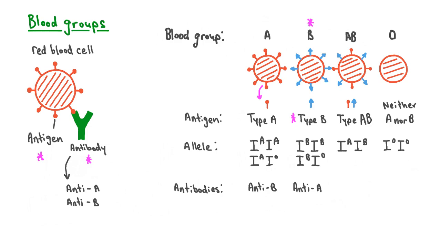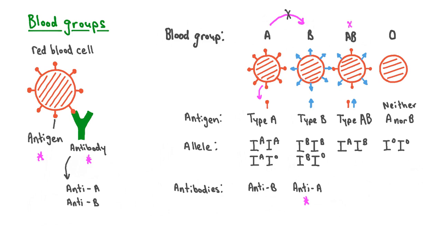So this answers the question we had at the beginning of the video, which asked why not every patient can receive blood from any donor. If someone with blood group A were to donate to someone with blood group B, this person's immune system would recognize the blood as foreign and produce anti-A antibodies to fight against it. These anti-A antibodies would destroy all the donor's red blood cells, and the blood transfusion would be rejected.